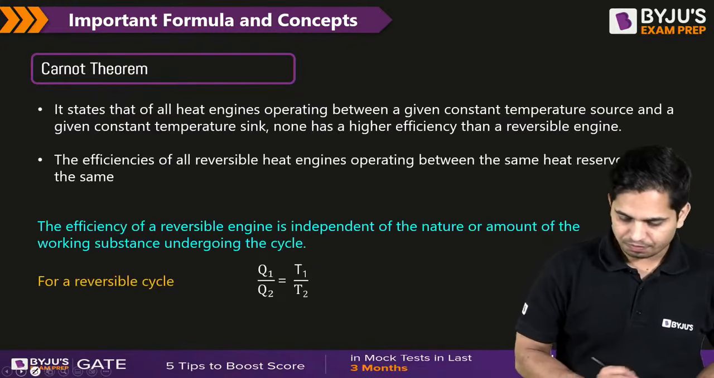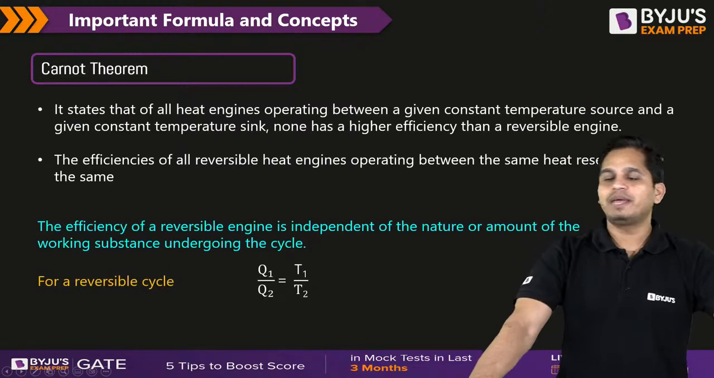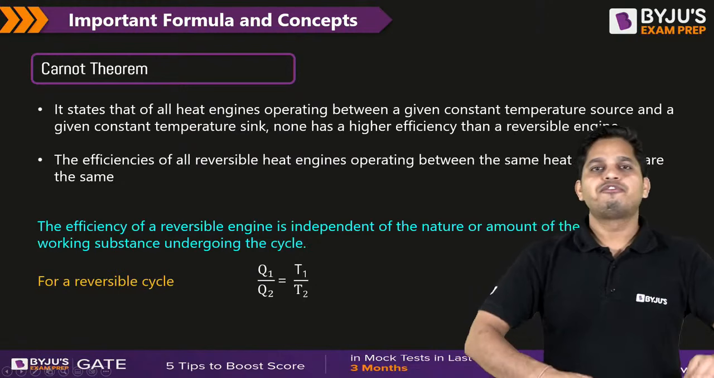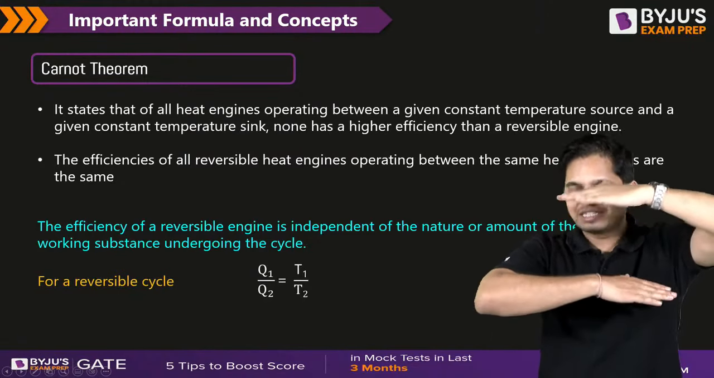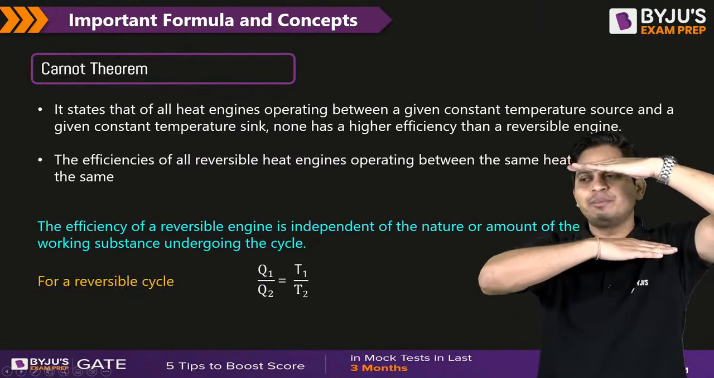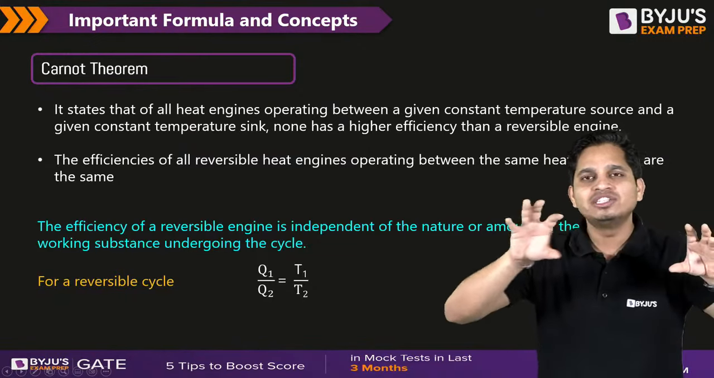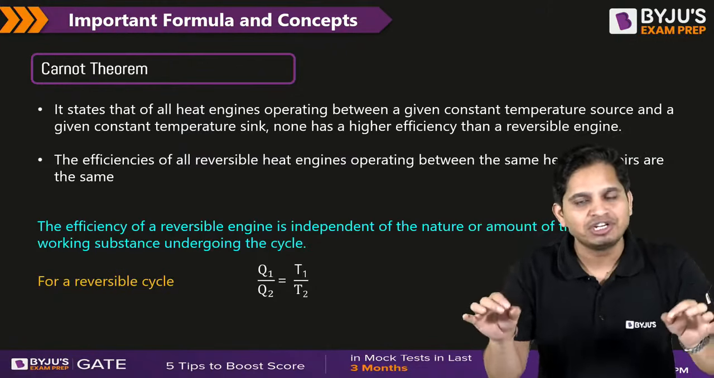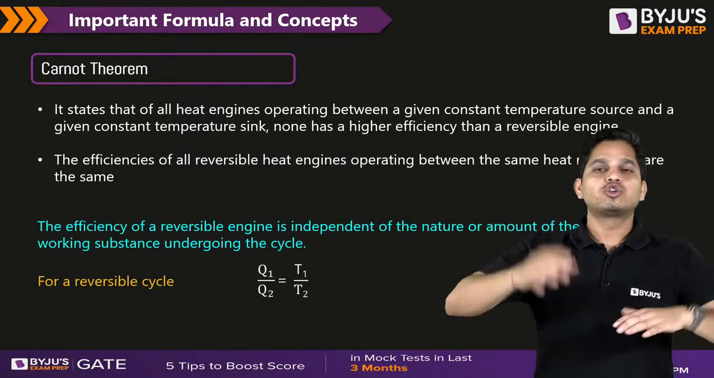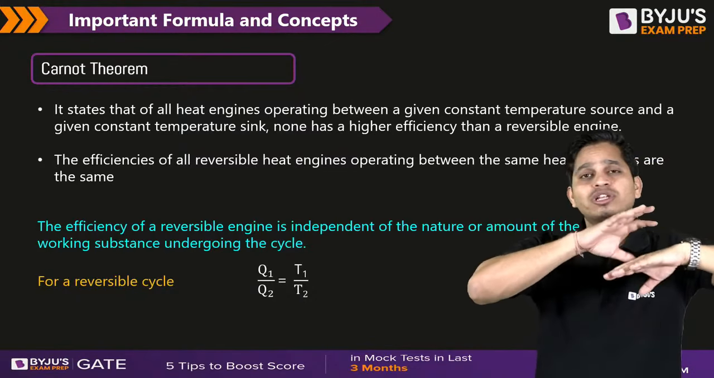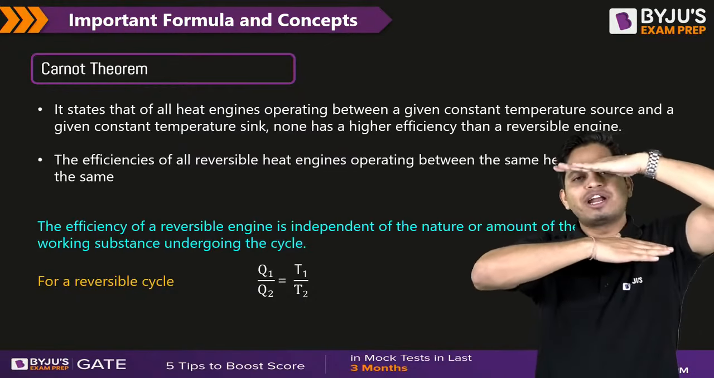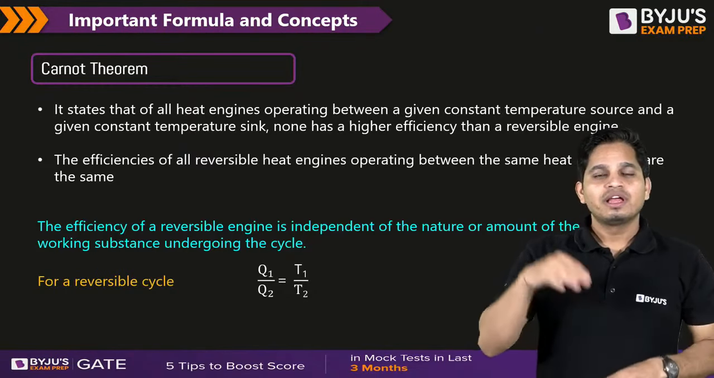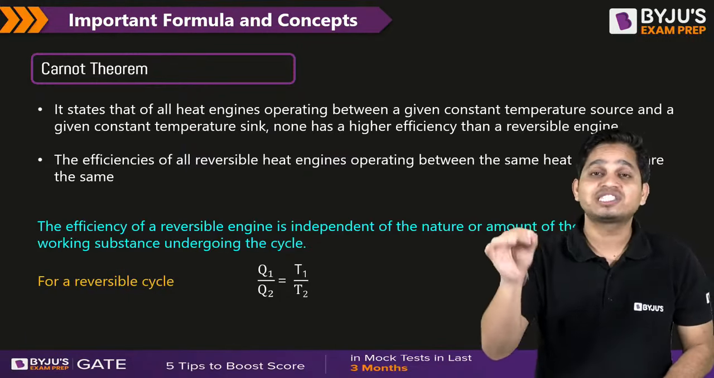Okay. Chalo. Now Carnot theorem came. There are two Carnot theorems. The first theorem says that if you are working between the same temperature limits, among all the heat engines that are working, no one will have higher efficiency than a reversible engine. So when more than two heat engines are working between the same temperature limits, the reversible heat engine will have the highest efficiency.